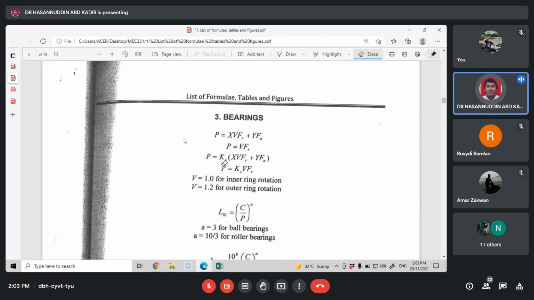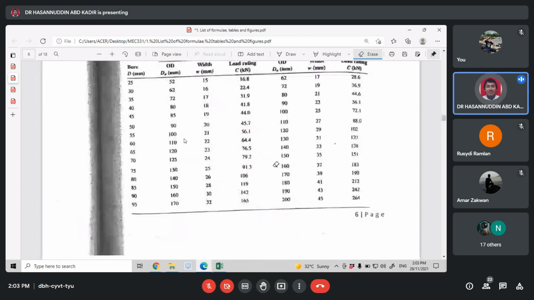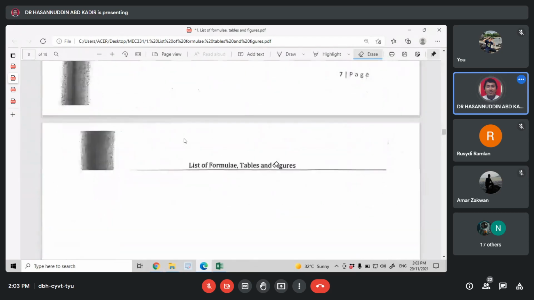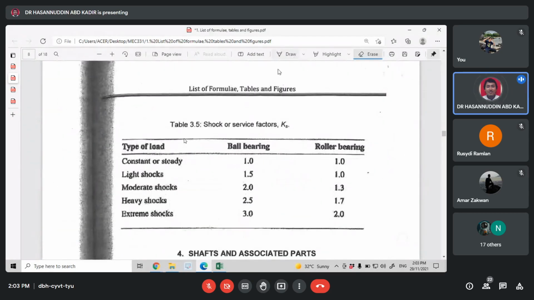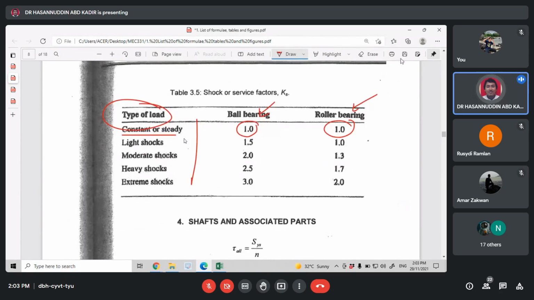So KS we can also get from the table. KS normally we get from this table, based on the condition that I give to you. Normally for constant or steady load we can apply 1.0 for ball bearing, and for roller bearing we also apply 1.0, based on the load condition given in the question.